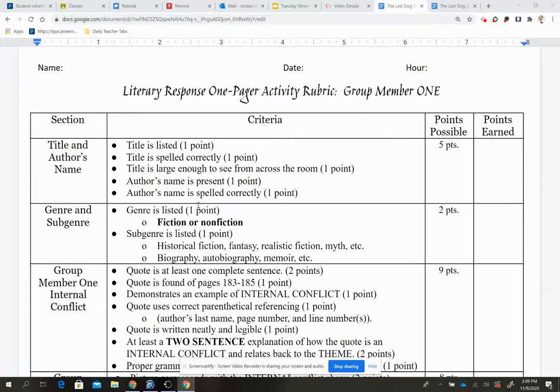Then we have our genre and subgenre. Listing your genre is 1 point. That's going to be fiction or nonfiction. And your subgenre listing is 1 point. That's going to be like historical fiction, fantasy, realistic fiction, myth, biography, autobiography, memoir. This is a science fiction story, so your subgenre should be science fiction.